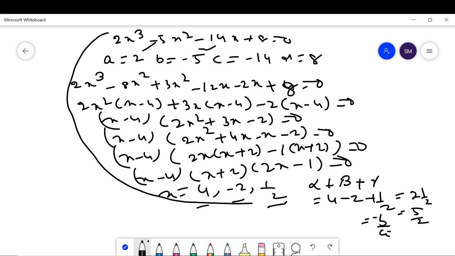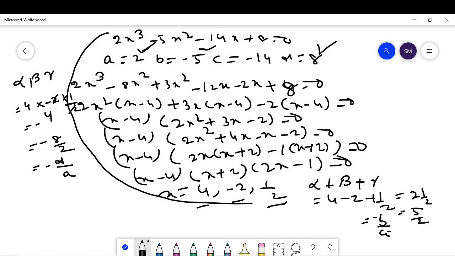Take the second identity, alpha into beta into gamma. Here alpha is 4 into minus 2 into 1 upon 2. 2 cancels. You get minus 4. Minus 4 can be written as minus 8 by 2. Here minus 8 by 2 means this is minus d upon a. Here d is 8, a is 2.